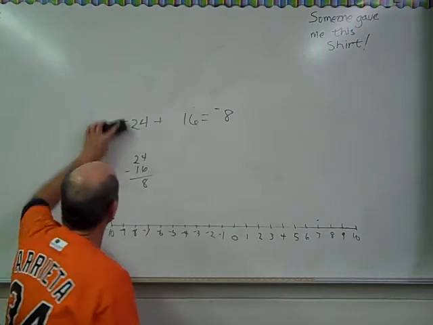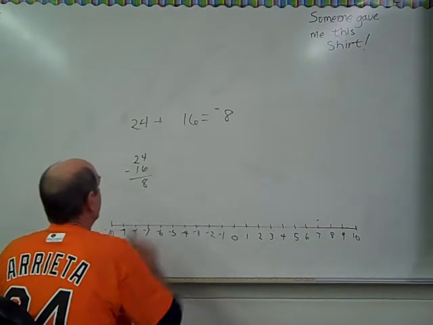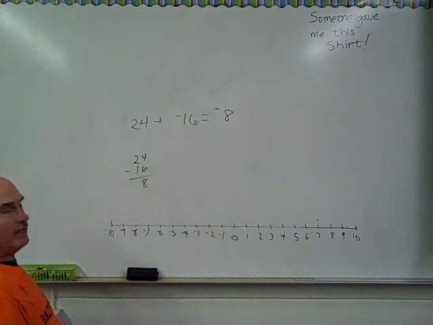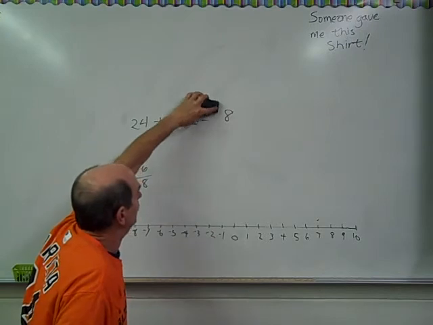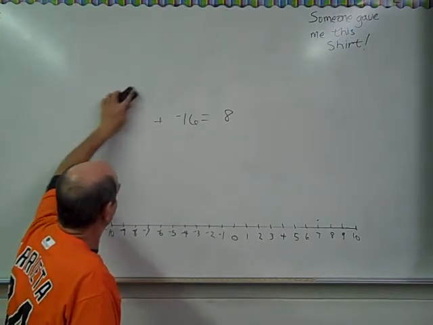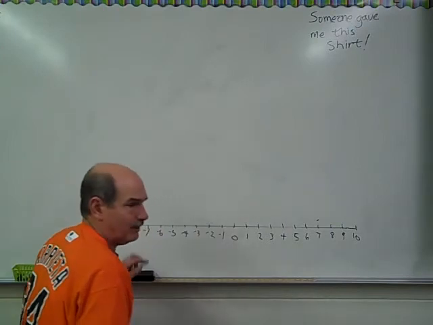If we switch it around and have 24 positives and 16 negatives, now you have more positives than you do negatives. How many more positives do you have? 8. So it's positive 8. So that's a quick review of addition. The main topic for this video is subtraction.